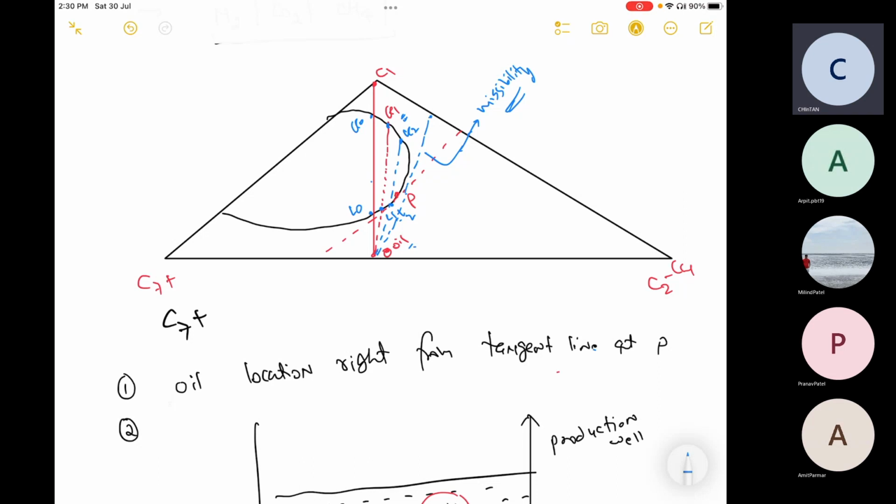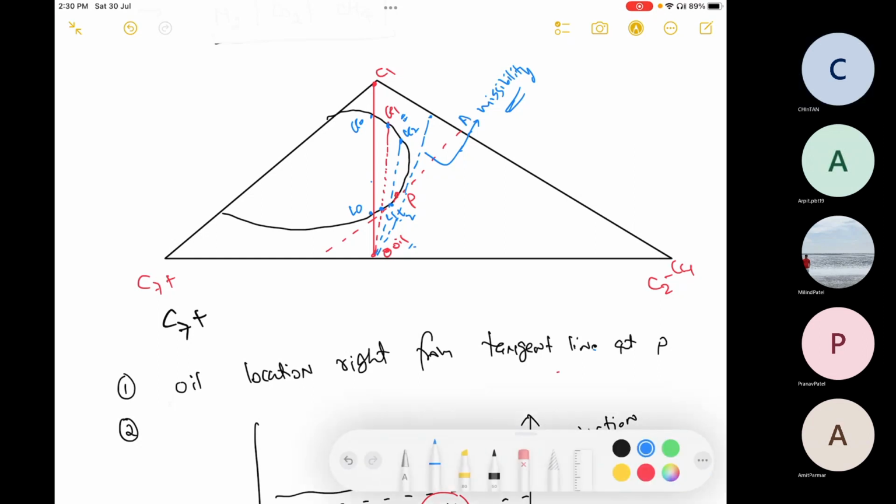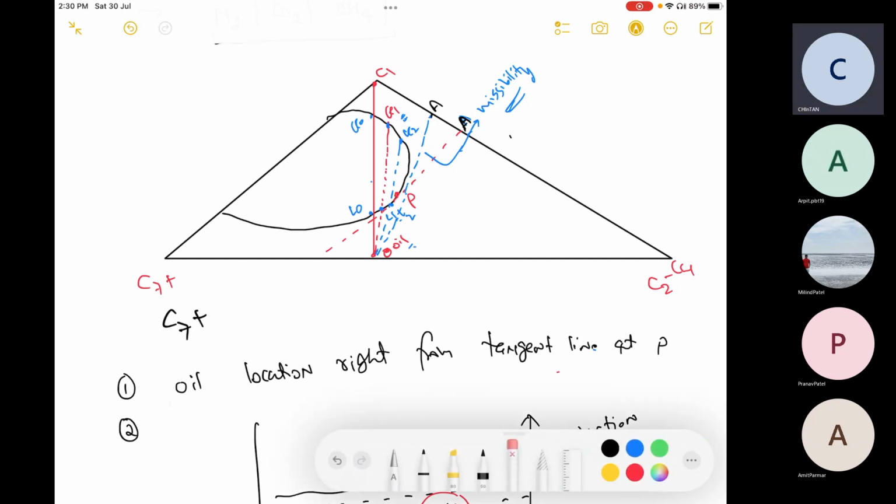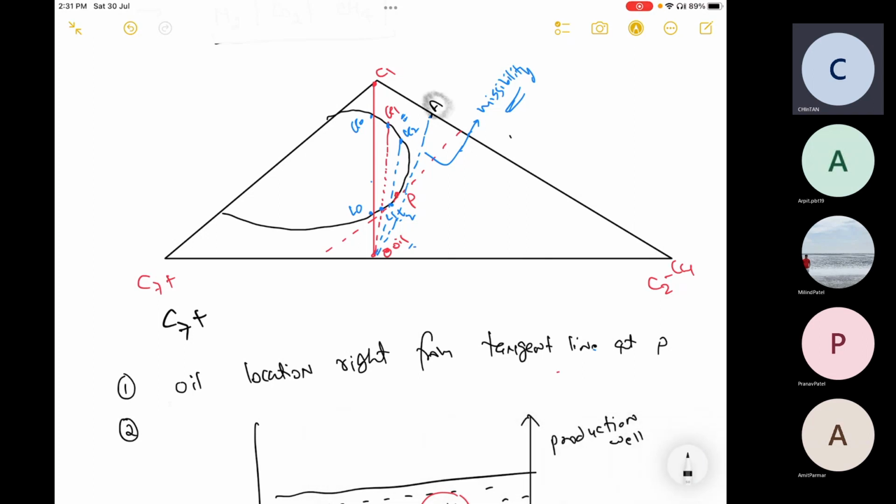Let's suppose my crude oil is toward the left side of that tangent line from the plait point. Then there are chances, when I'm injecting the methane, that, let's suppose this is point A, where my entire solution becomes miscible. Sorry, this is my A point, not that one. Once it reaches that, my entire solution will be miscible.